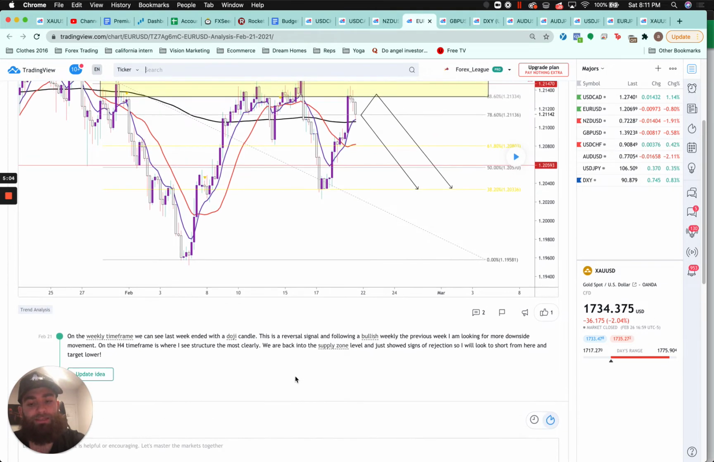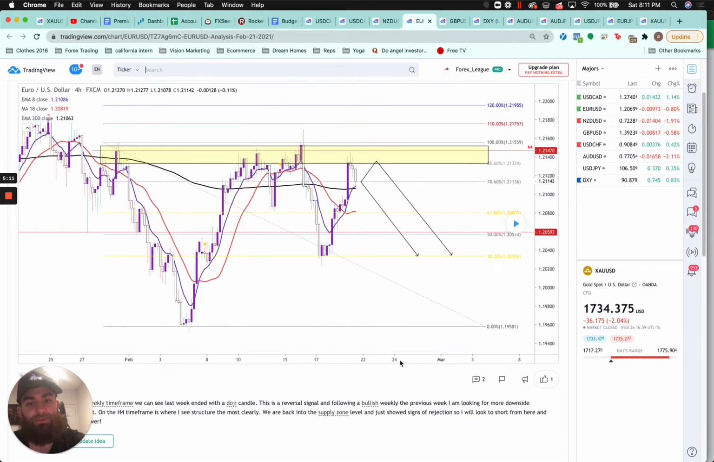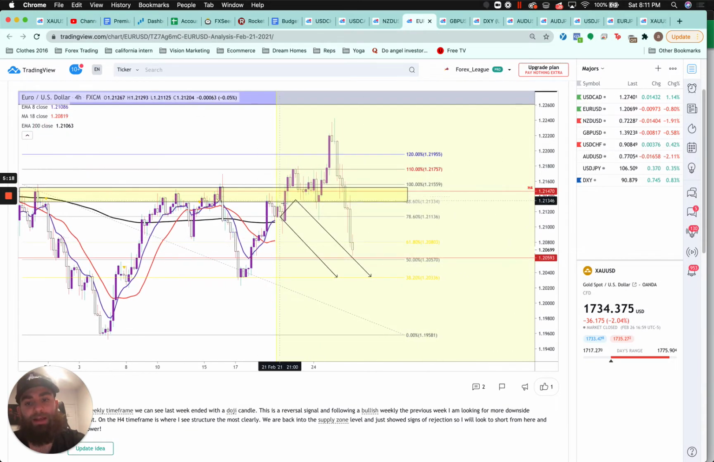We are back into the supply zone level and just showed signs of rejection, so I'll look to short from here and target lower. So we were looking for reversal off of this level on EU. We would not take buys until this broke. So let's see how this played out.